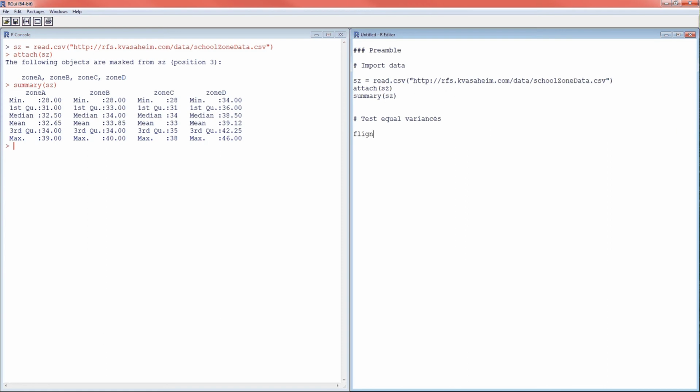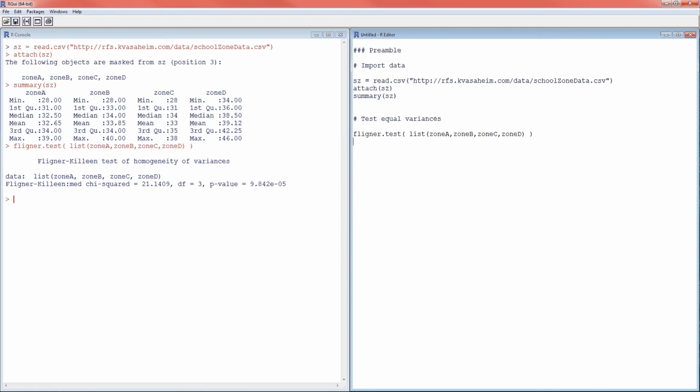Fligner.test. Fligner.test is the R code to run the Fligner-Killeen test. Fligner.test usually requires the measurement variable, a tilde, and the grouping variable. However, here we just have 4 variables. So we're going to have to combine these 4 variables. Here's the easiest way of doing it. List Zone A, Zone B, Zone C, Zone D. And that's it.